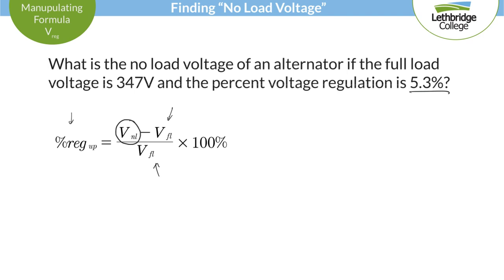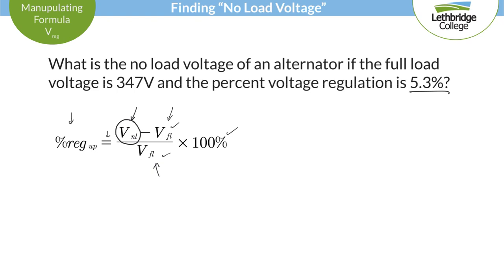Now you can plug numbers in immediately and then manipulate the formula, solve for the variable, or you can manipulate the variables first and then plug the numbers in. I like to manipulate the formula first. So if I have to solve for voltage no load, I want that on the side of the equal sign by itself. So I have to get rid of this, this, and this. So they have to go to the other side somehow. The order that you do that is important.